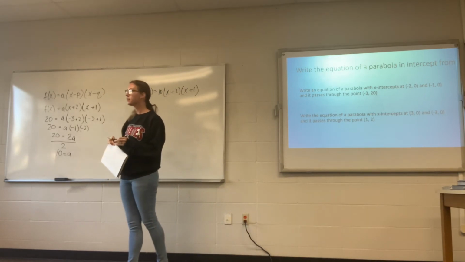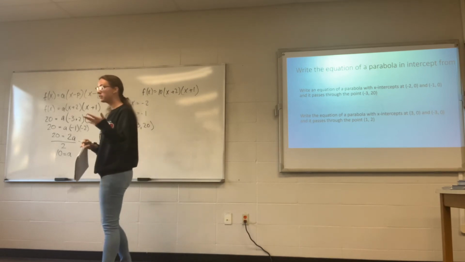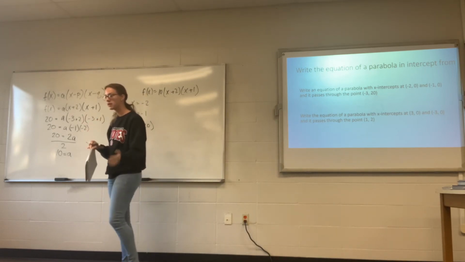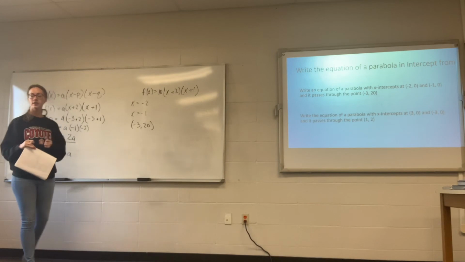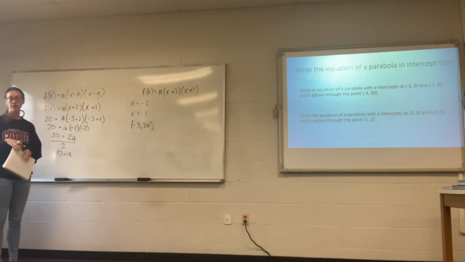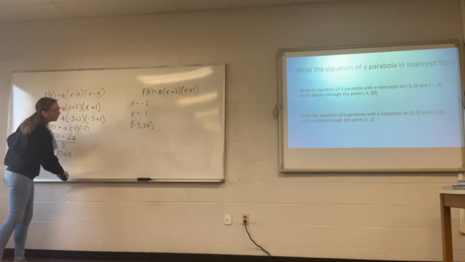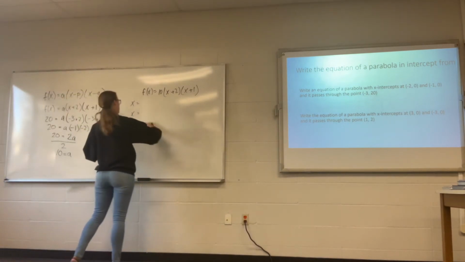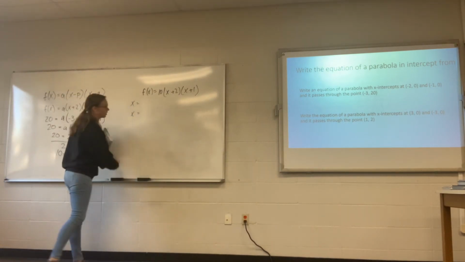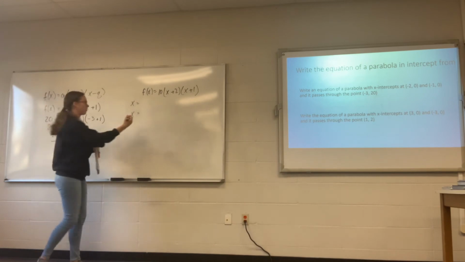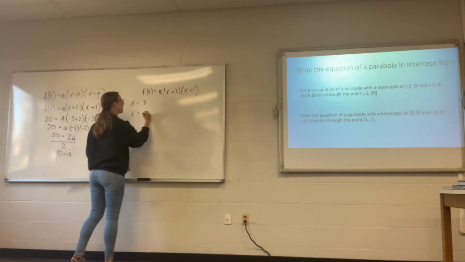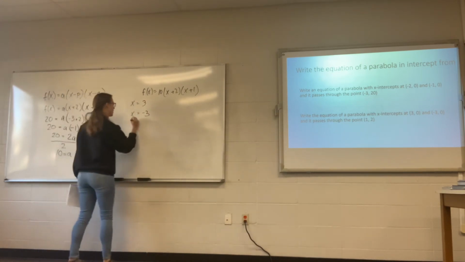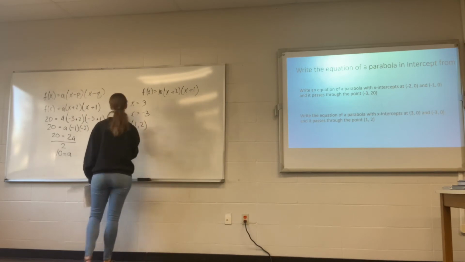All right, let's go ahead, let's move on to the second one. We're gonna do the exact same thing, but just a little more practice. This time, I have x-intercepts at 3 and -3, and then my point is at (1, 2). So here's our information, what we start with. So I have one x-intercept at 3, one at -3, and then my point is at (1, 2).